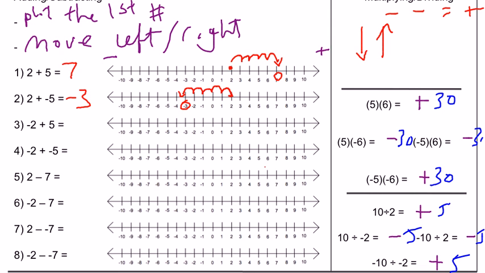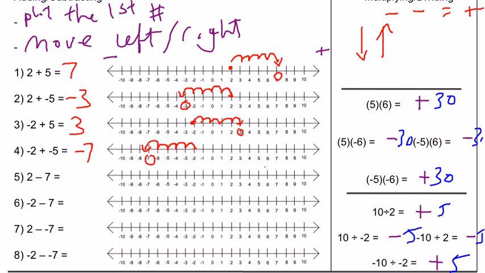And for number 3, we start at negative 2. We move 5 to the right. 1, 2, 3, 4, 5. Ends up at positive 3. For number 4, we start at negative 2. And we're moving 5 to the left. 1, 2, 3, 4, 5. We end up at negative 7.